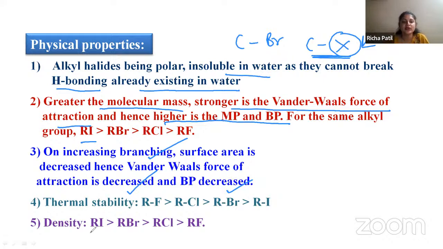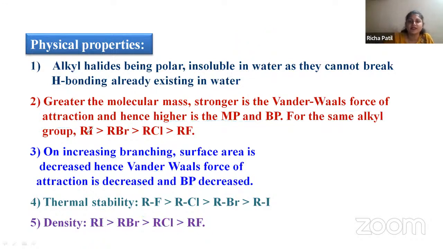Then density. Density also increases with iodine, as the mass of iodine is more compared to Br, then Cl and F. So the density will be more with respect to the halide. So these are the physical properties.